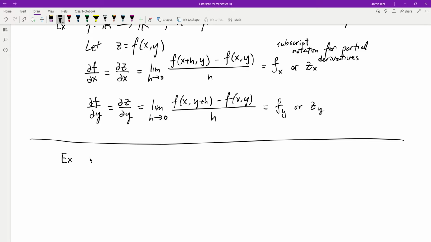Suppose we have this function right here. Let's say we let f of x, y equal x squared plus 2xy plus 5y to the third. What I'm going to ask you to do is the following. How about we find the two partial derivatives?